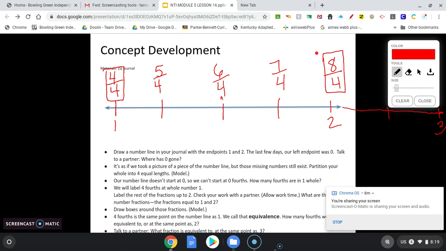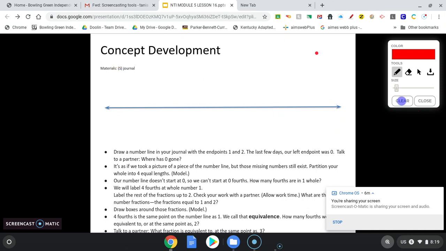I know some of you already have that, so we'd have to partition this into 4 equal parts between 2 to 3. So this would be 9/4, 10/4, 11/4, and then 3 wholes would be 12/4. Very good job, those of you that figured that out on your own. Wonderful job. So let's keep going.